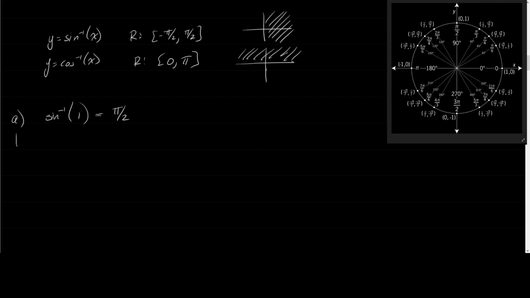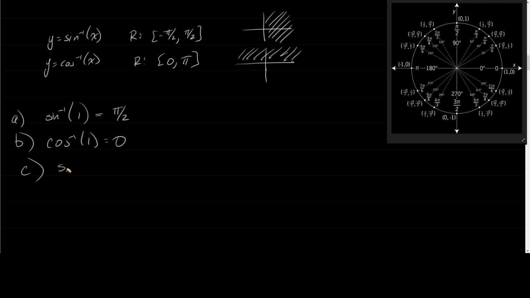Similarly, if I said cosine inverse of 1, well, I would look at the x values to see where cosine would be equal to 1. And that happens at this part right here, which happens to be at 0. 0 is in the range of cosine inverse, so we're good. There we go. But let's look at some other ones.